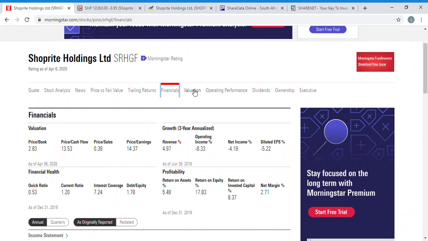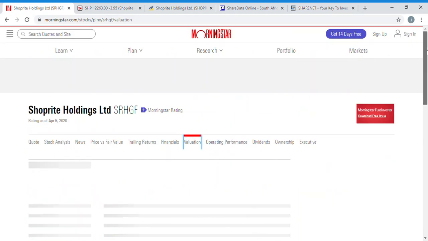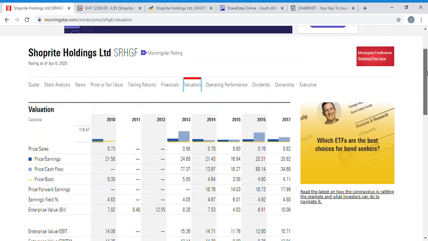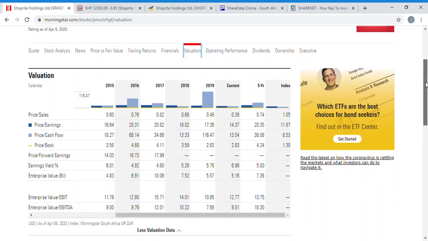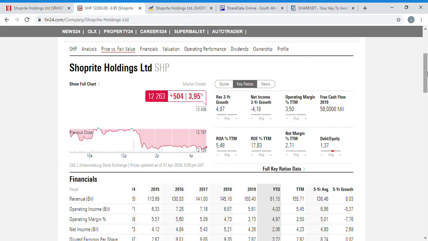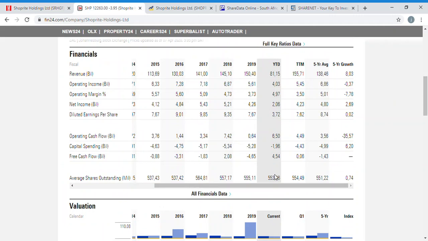ShopRite financial side. You can click on valuation to find metrics on valuations. So the very same way that you interpret them from the Finance 24, you get them this side as well. And even on Finance 24, they pop out like this if you click on the arrow going down. So let's go back to the website so that I can just show you. If you want financials in details, firstly you click over there.